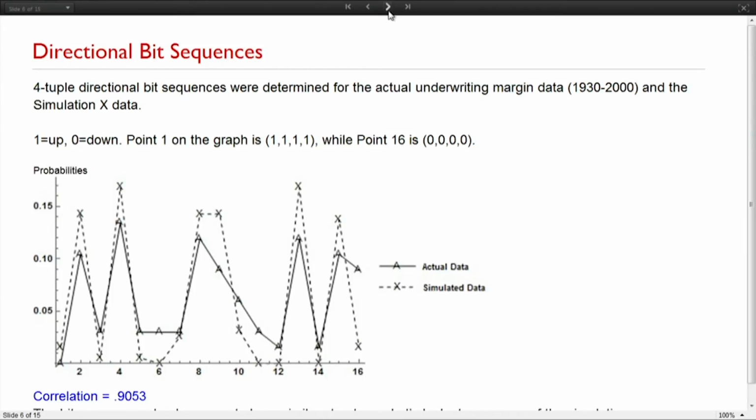If you look at the graph, you can see that all up never happened at all with the actual data. The solid line represents the actual data. The hash line is the simulated data. The graph is also a discrete graph, but I connected the lines to make it look prettier. And anyway, you can see they match up pretty well. The 4-tuple directional bit string from the actual data and the simulated data match up quite well. I did 2-tuple, 3, 4, 5, and 6, and they're all pretty much the same. I just liked the 4.